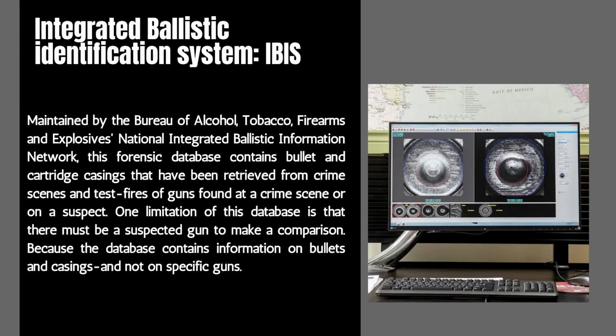First one is Integrated Ballistic Identification System or IBIS. It is maintained by the Bureau of Alcohol, Tobacco, Firearms and Explosives National Integrated Ballistic Information Network. This forensic database contains bullets and cartridge casings that have been retrieved from crime scenes and test fires of guns found at a crime scene or on a suspect. One limitation of this database is that there must be a suspected gun to make a comparison, because this database contains information on bullets and casings and not on specific guns.